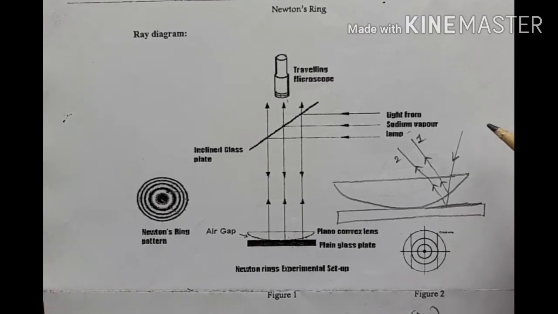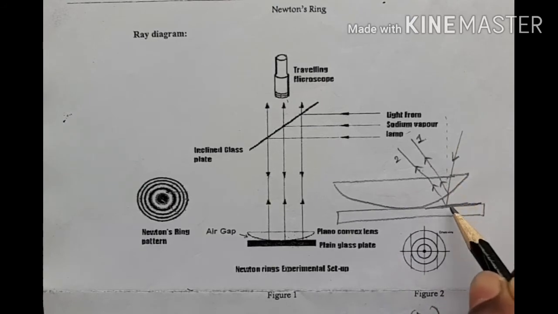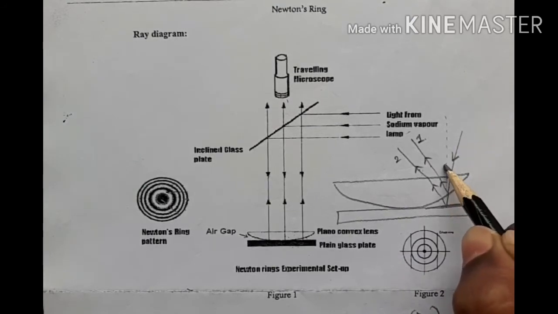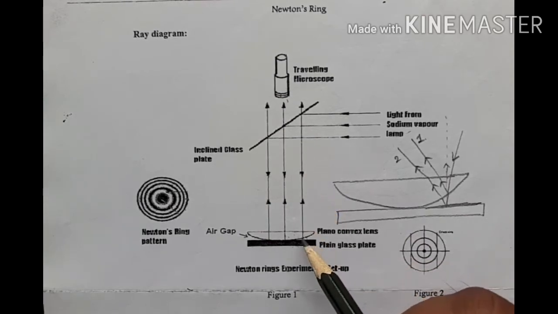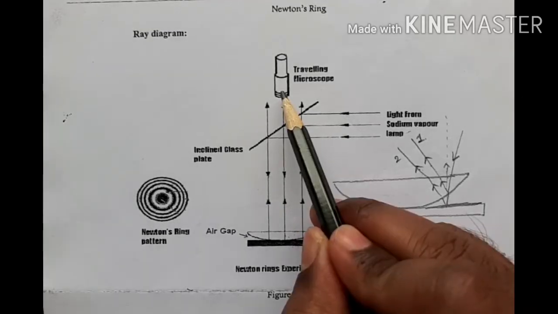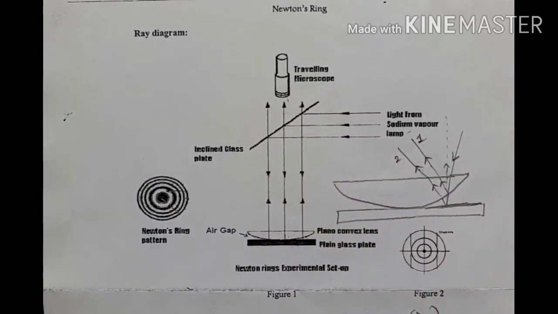So this is what happens here. Since the rays are normal to the surface, they will reflect normally back. Since the light rays are coming and hitting normally, all the light rays reflect normally upwards, and we can see the Newton's rings in the telescope.